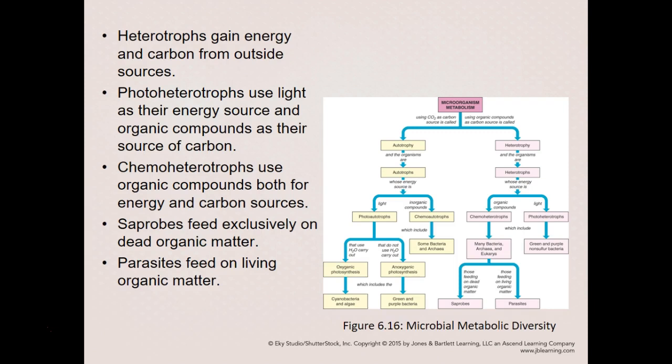Chemoheterotrophs, which is what we are, use organic compounds for both energy and carbon source. We have saprobes, which are organisms that use dead organic matter for their source of carbon and energy, and parasites, which can only use living tissue as organic matter for their nutrients and energy.